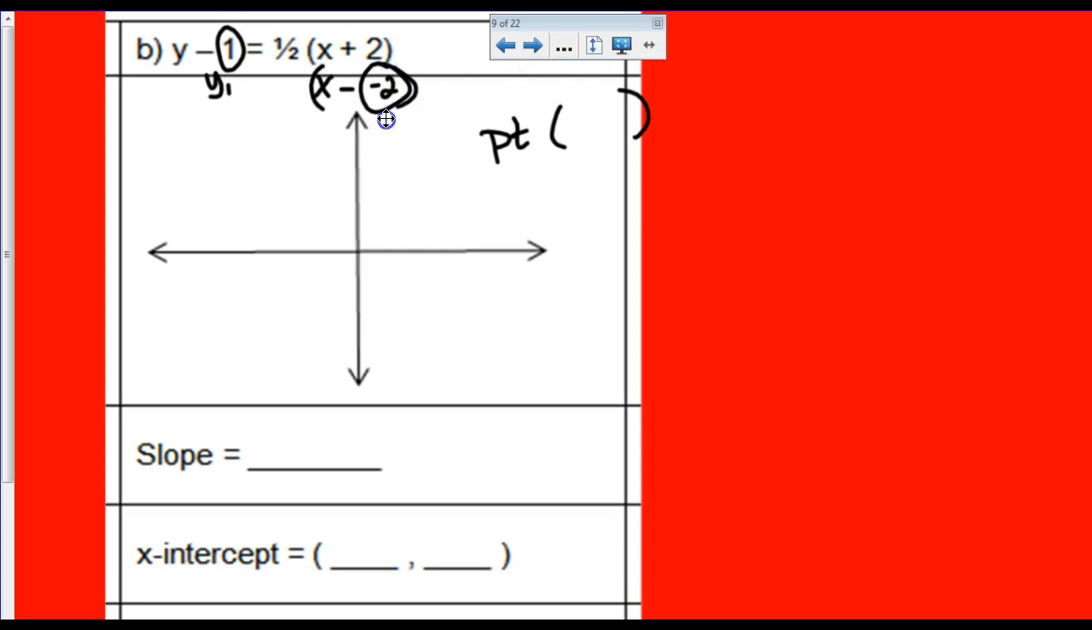There's a built-in negative, so that's the x coordinate. So the ordered pair that they used here is -2, 1. And then the slope is clearly 1/2. That's the number in front here.